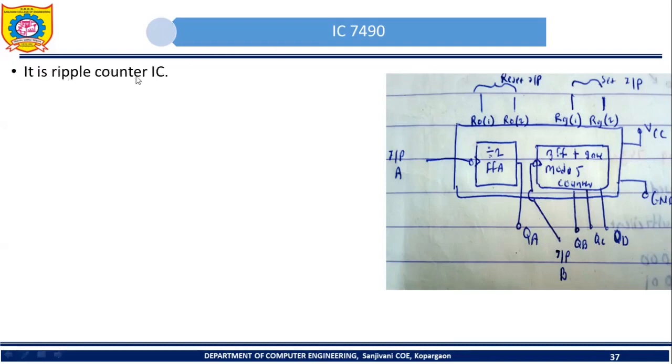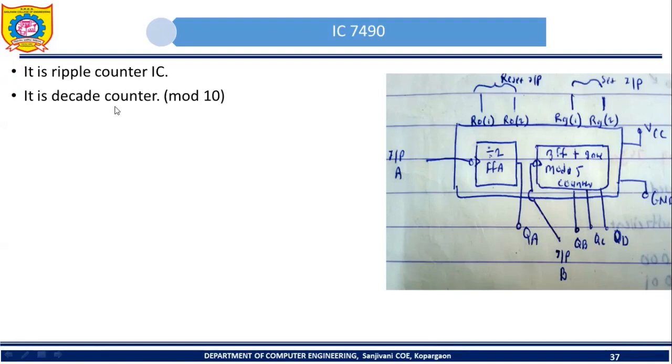7490 is a ripple counter IC. So 7490 is a counter IC, meaning it can be used for counting purposes. We have seen that in counters there are two types. First one is asynchronous and second one is synchronous. So 7490 is asynchronous. Okay, 7490 is a ripple counter.